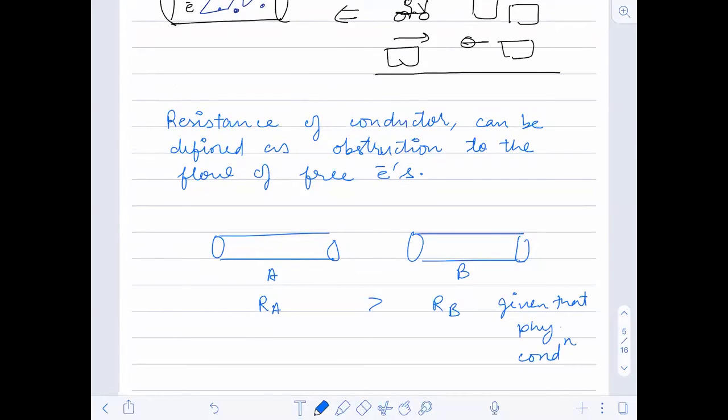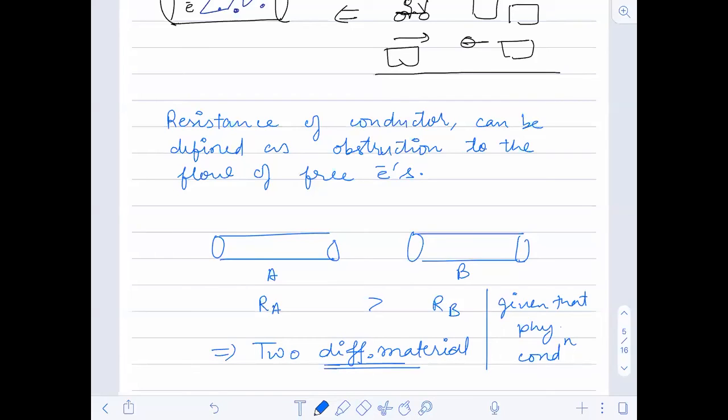If length is same, if cross sectional area is same, if temperature is same, and if I say the resistance of A is greater than B, what can you say now? Tell me. Is the material same or different? Both are good conductors. Given that the physical condition is same, I can say I'm having two different materials here. Do you understand this?